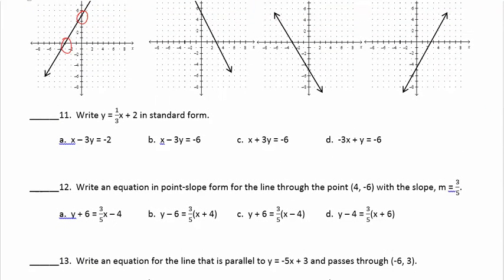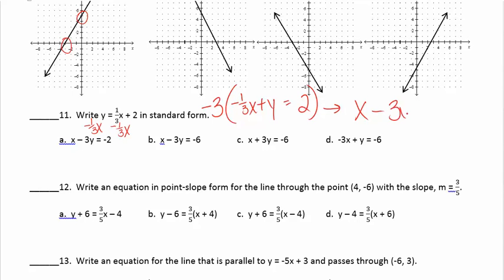Number 11 is asking you to write the equation in standard form. So we need to subtract the 1/3 x term to the other side. So that gives us negative 1/3 x plus y equals 2. We can't have fractions, so I need to multiply by 3. And my x term can't be negative, so I'm going to multiply by negative 3. So that's going to cancel with the 1/3 and cancel the negative and give me x minus 3y equals negative 6. So for number 11, you get answer B.